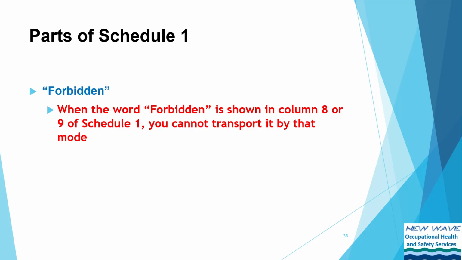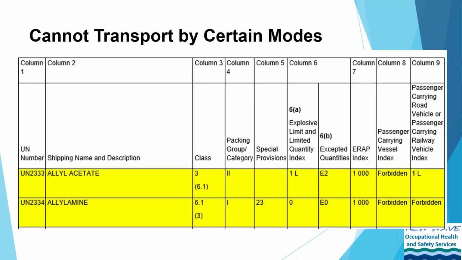When the word forbidden is shown in column 8 or 9 of Schedule 1, it means you cannot transport it by that mode. For example, allylamine on the bottom row cannot be transported by passenger carrying vessel, as indicated by column 8, or passenger carrying road or rail vehicles, as indicated by column 9. The rules are a bit easier for allyl acetate. While it still cannot be transported by passenger carrying vessels, it can be transported by passenger carrying road or rail vehicles.